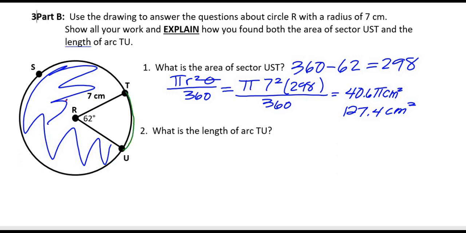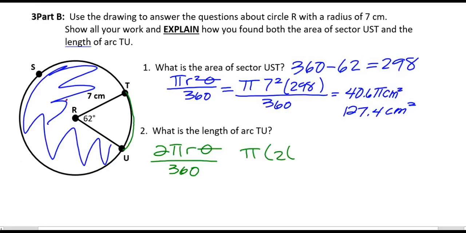So this time we are going to use the formula 2 pi r theta over 360. And our theta this time is 62. So we're going to multiply pi times 2 times 7 times 62. And then we're going to divide all that by 360 again.